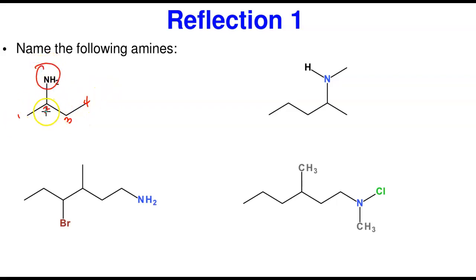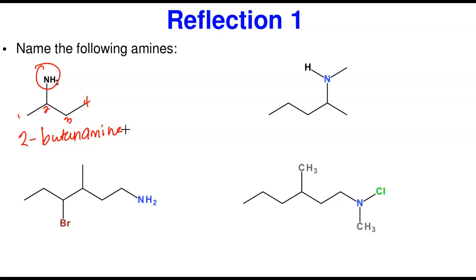My amino group is located in carbon number 2, and the longest chain is butane. There's no attachment, so this is going to be 2-butane. 4 means but, butane. We're going to remove the E and put amine. So this is 2-butane amine. That is how you name this.